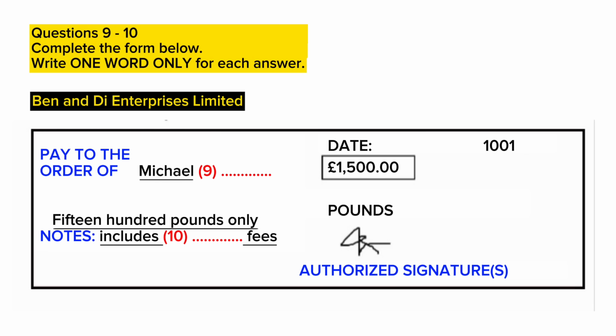And how much should I make it out for in total? £1,500, please. £1,500? Yes, that's including my consultancy service fees. Oh, I almost forgot about that. Let me make a note here on the cheque. Includes consultancy fees. Now we're almost done.